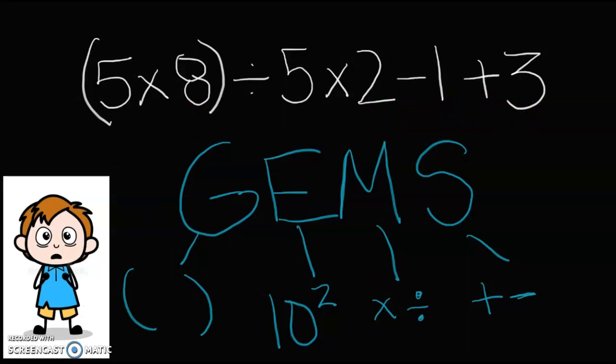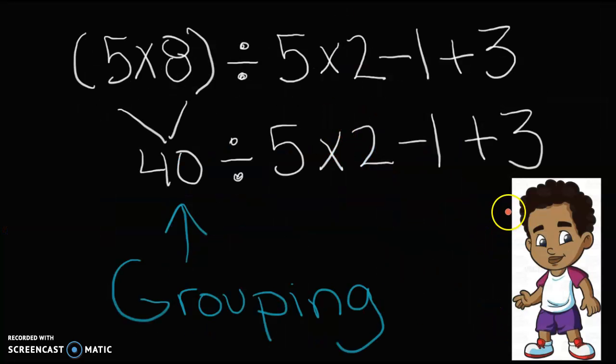So let's go back to this, GEMS. I know that with GEMS, I need to first do and solve my grouping. If there are any exponents, which there are no exponents, we would do that second, and then multiply or divide, whichever comes first, left to right, and then subtraction or addition, whichever comes first, left to right. All right, see, we can do this, right? I see that face. All right, let's take a look at this.